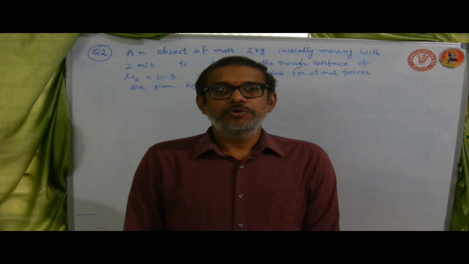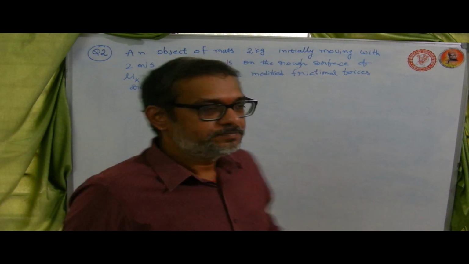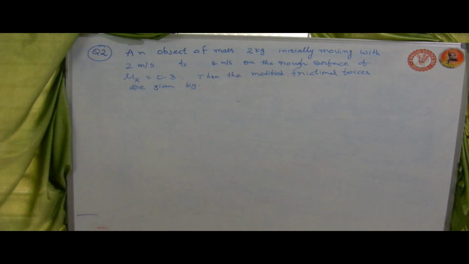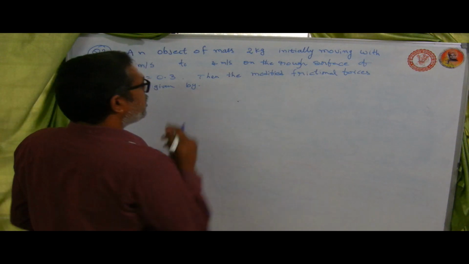Now let us see question number 2 for this problem. An object of mass 2 kg, initially moving with 2 meters per second, is now changed to 4 meters per second on a rough surface with coefficient of kinetic friction 0.3. Then the modified frictional force is given by what? So how to solve this particular puzzle?